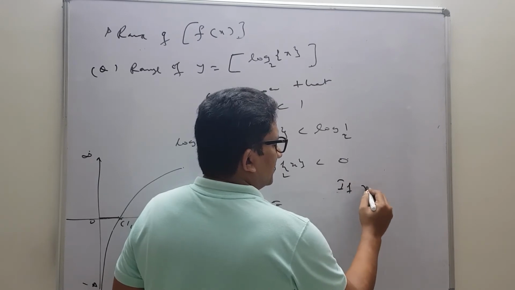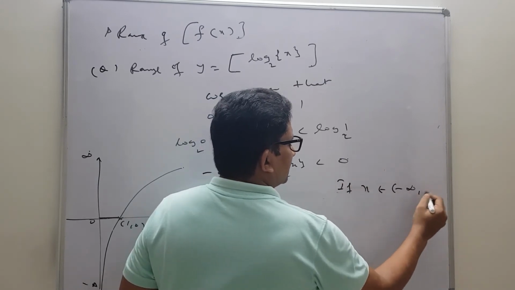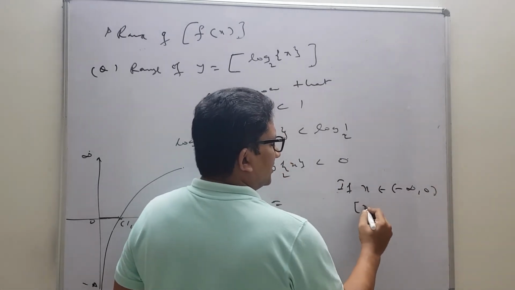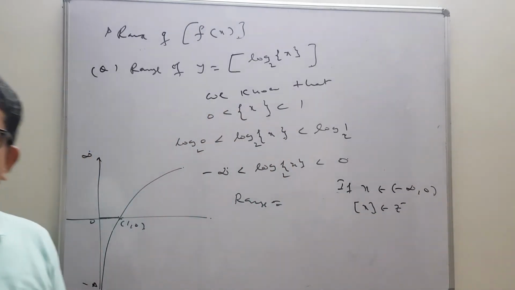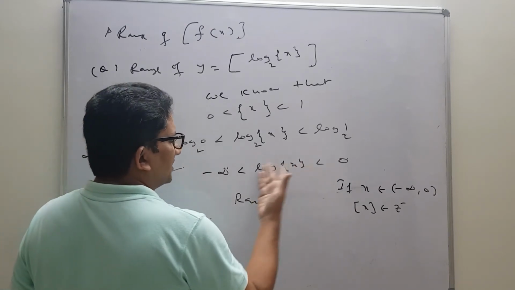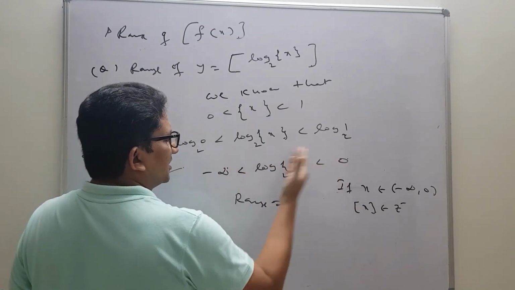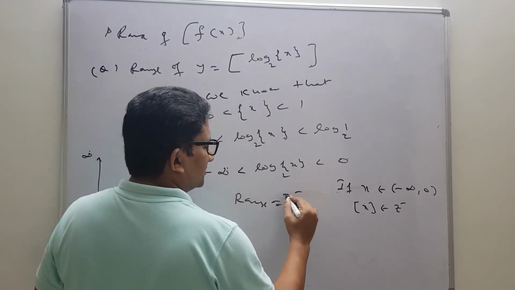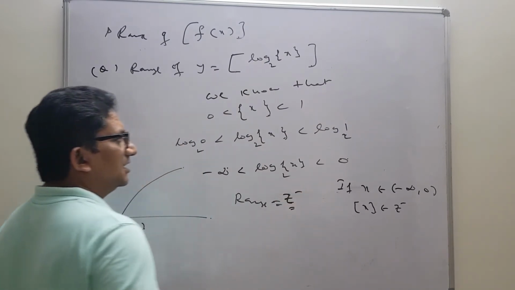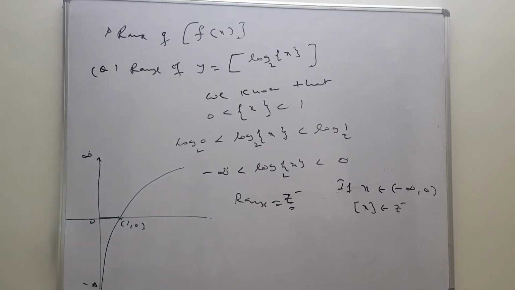If x belongs to minus infinity comma 0, then the step function of x belongs to Z minus. Is this correct or not? If the log of the fractional part of x lies in between minus infinity comma 0, and you take the box for that, then the result is Z minus, that is all negative integers. Next question.